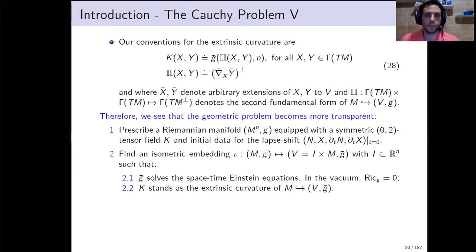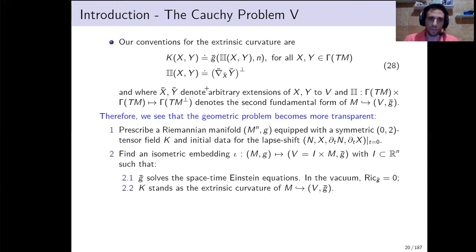And our conventions on the extrinsic curvature are the following ones. So the extrinsic curvature is going to be a 0-2 tensor field on M, defined by this expression here. Here, X and Y are vector fields on M. The quantities with bar on top are extensions to the spacetime V. And this is the second fundamental form that is defined to be the orthogonal component of this derivative. And N for us denotes, again, the future pointing unit normal vector field to M. Okay, so these are our conventions for the extrinsic curvature and for the second fundamental form.